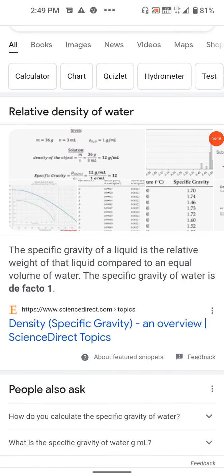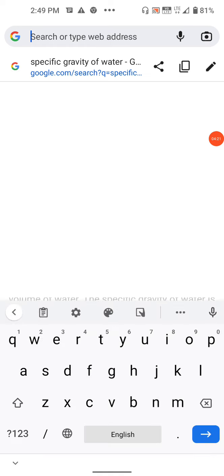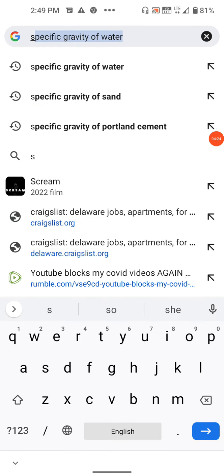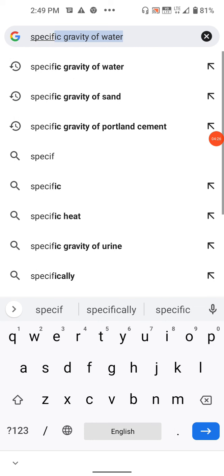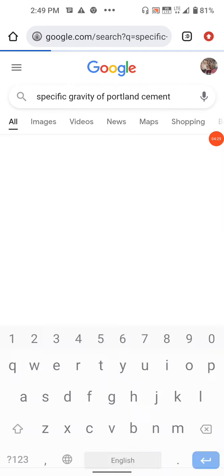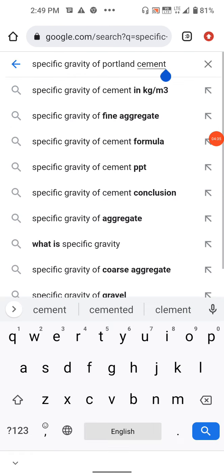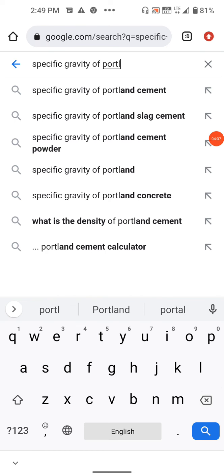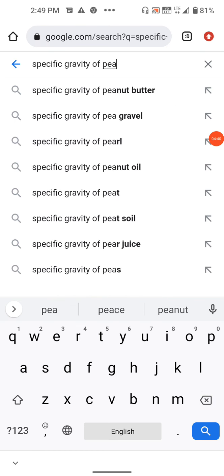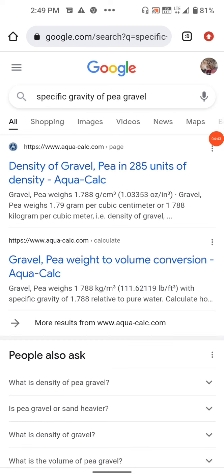So let's see. Your water's your 1. So the specific gravity of fly ash. They add fly ash into this stuff too. Let's do Portland. Let's let that one pop up. So there's your 3.15, right? And then let's do pea gravel. We did that one already. So we know that the pea gravel's more dense than the Portland. You just know that through common sense, right? And the 3/4 stone is even more dense than the pea gravel.